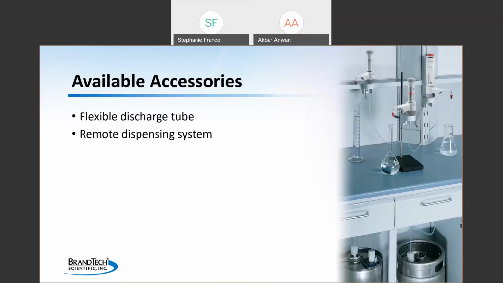Another accessory is the remote dispensing system, which allows dispensing from a chemical drum or other unpressurized container up to 30 feet away. This allows storage of chemicals from a secured location other than the bench top.